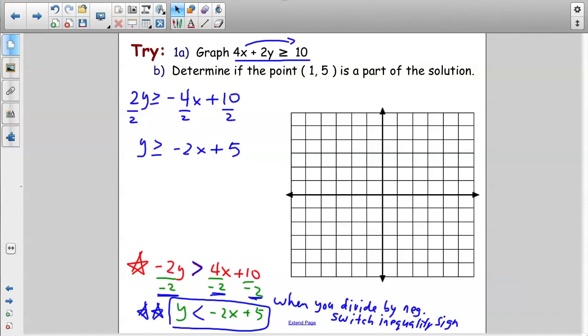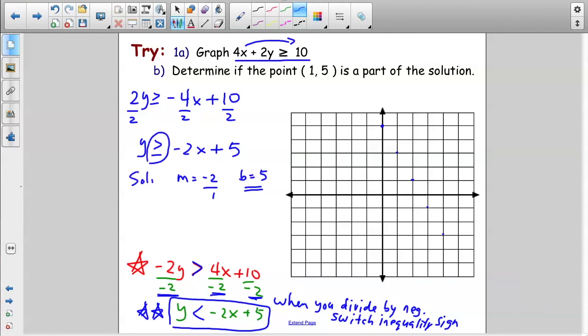Okay, so getting back to my question over here. So we now have our slope, let's say m is negative 2 and our b is 5. So let's plot this first. So 1, 2, 3, 4, 5. It's the y-intercept. And the slope is drop 2 over 1, drop 2 over 1, drop 2 over 1, drop 2 over 1. Okay, now, is it a solid line or a broken line?